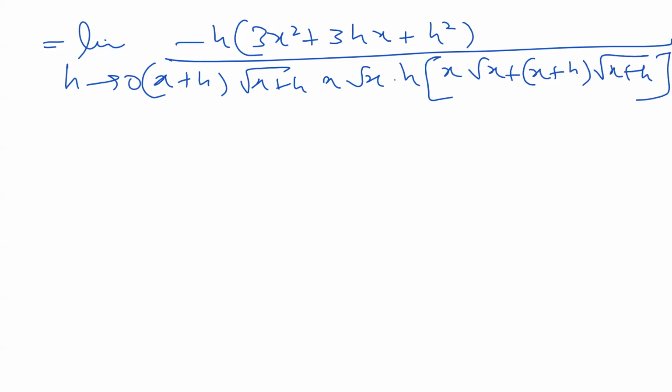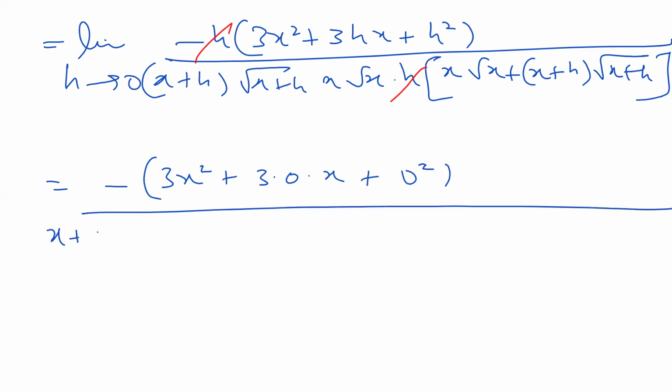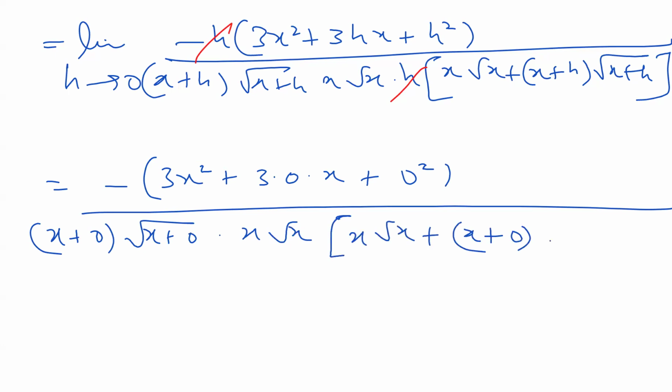Okay, now finally one h is getting cancelled. Now put the value of h as 0. So minus 3x square plus 3 into 0 into x plus 0 square, upon x into 0 root of x plus 0 into x root x plus 0 root of x plus 0.